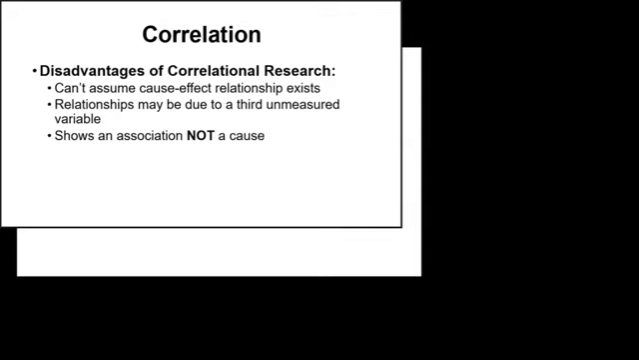Of course, we need to consider our disadvantages. And the big one is still that we can't assume cause and effect. We can't assume that one will cause the other. In some cases, you can kind of guess and figure it out. But we always have to keep in mind that the relationships that we're observing, the correlations that we're measuring, might actually be caused by a third unmeasured variable.